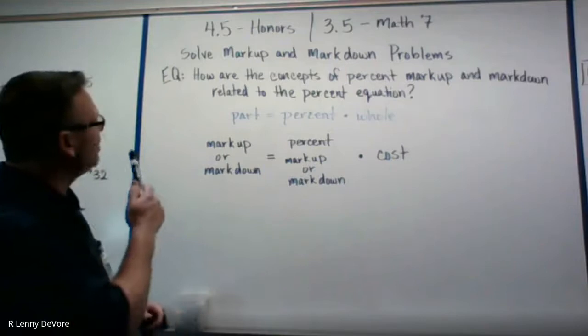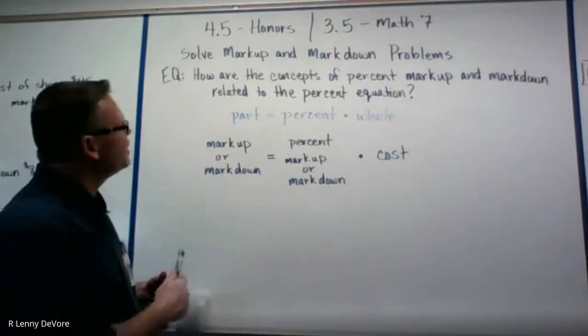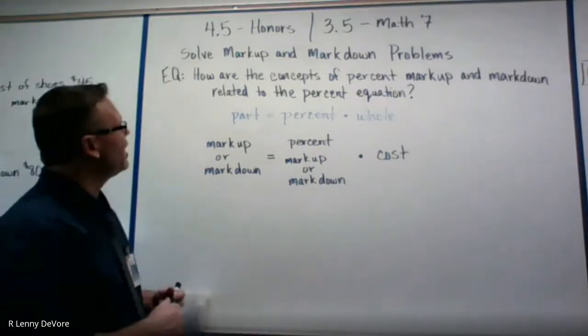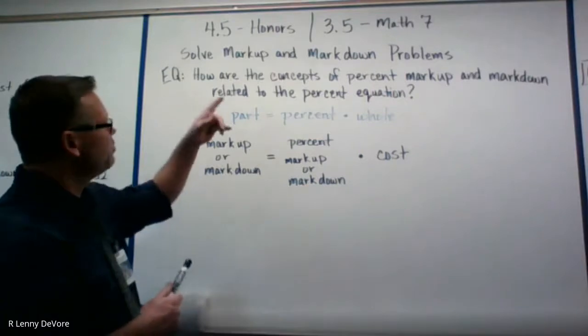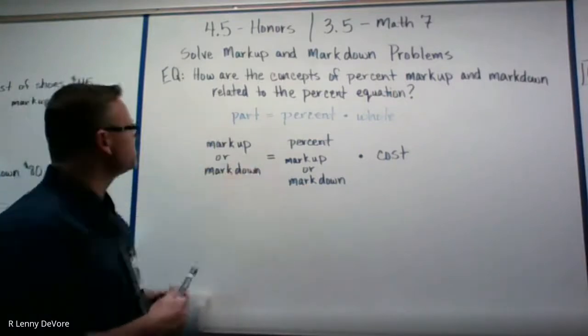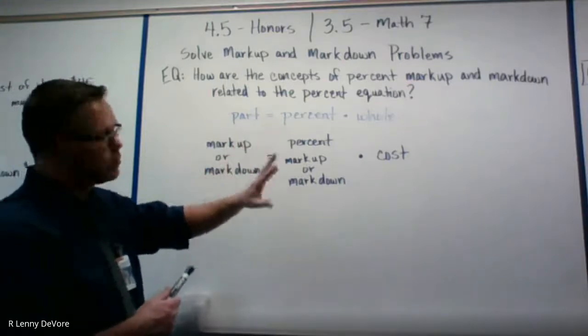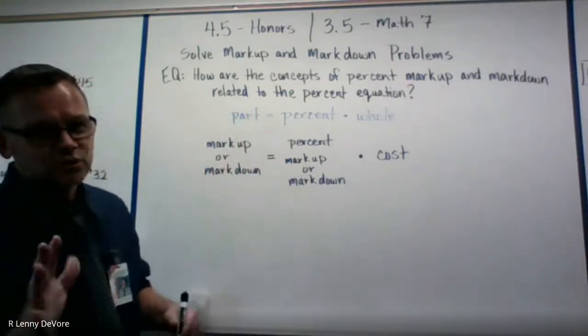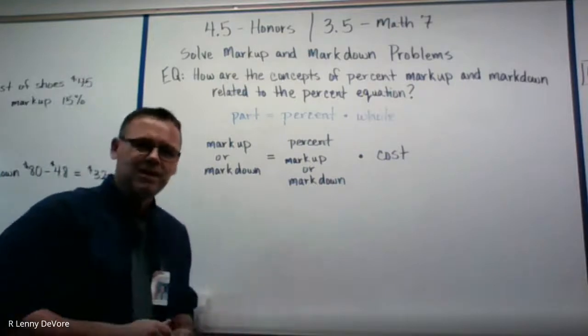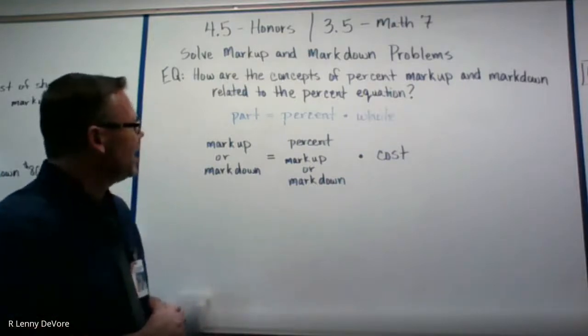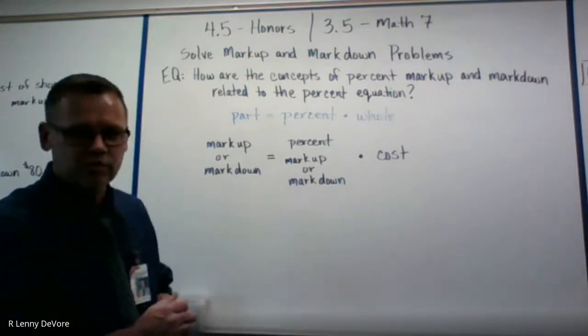So for honors, this is 4.5. For math 7, this is 3.5. We're talking about solving markup and markdown problems. How are the concepts of percent markup and markdown related to the percent equation? Seems like it's really redundant with the essential question, but it's worth going back through each time.